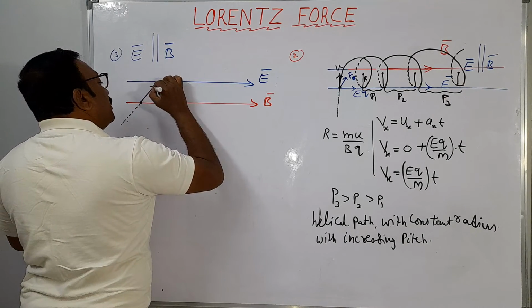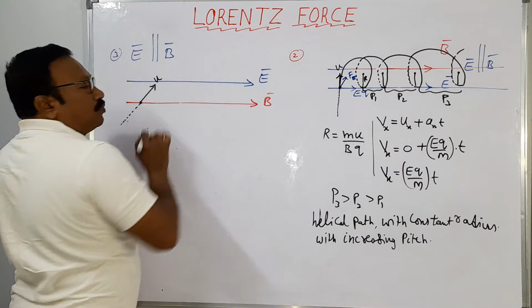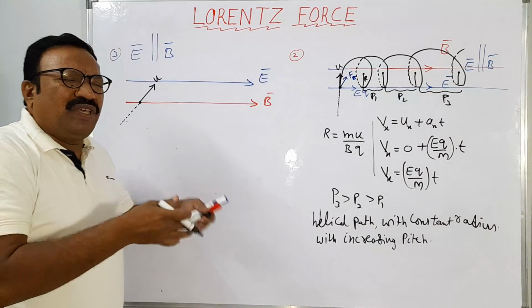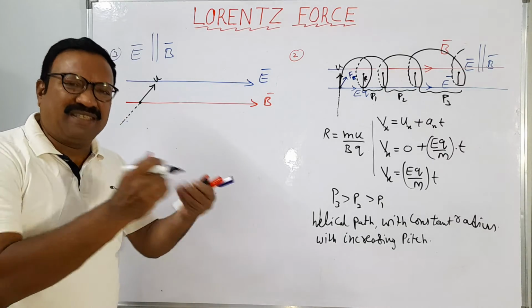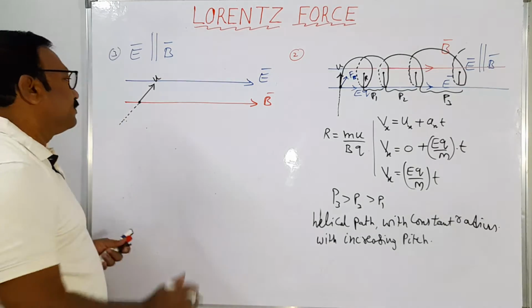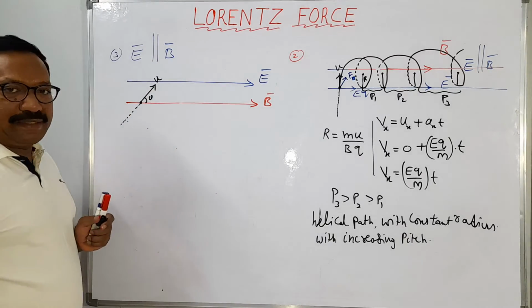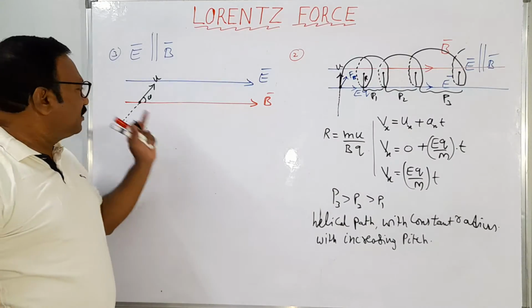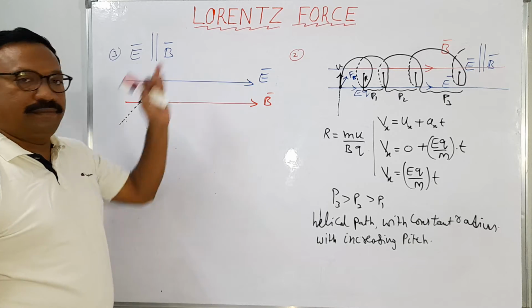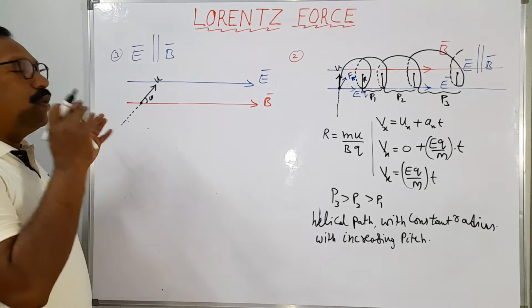With velocity u. Anything you can take: u, v, v naught, anything. With some velocity it will enter at an angle theta with both magnetic and electric fields. Because they are parallel now, this theta will be applicable for both. Now, what happens?